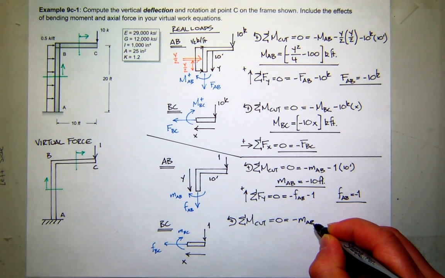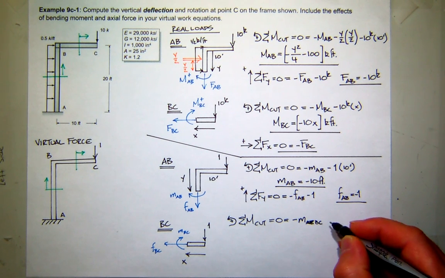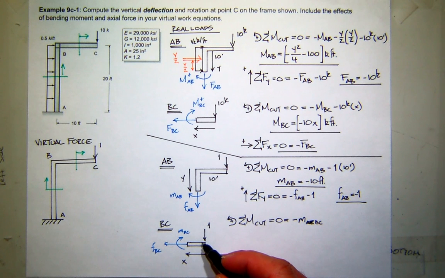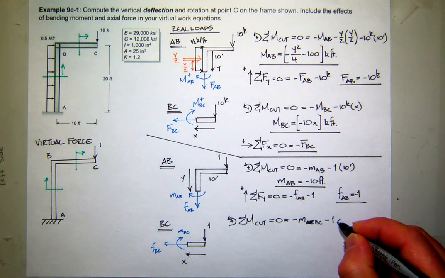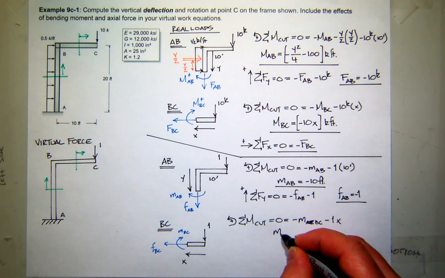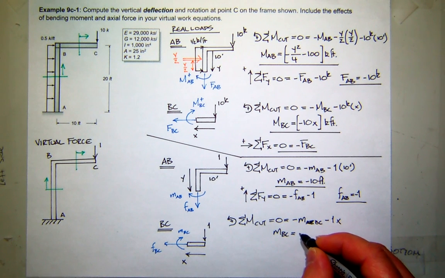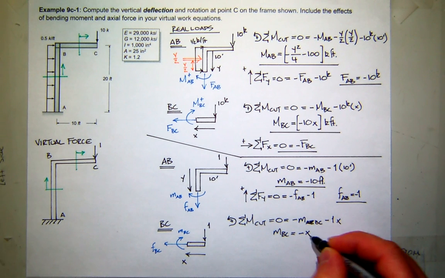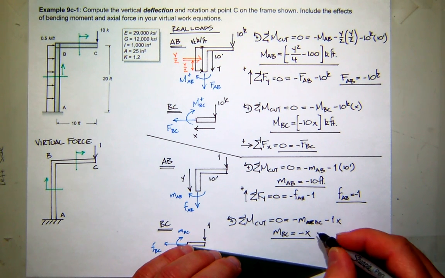Oh, BC. Sorry, I messed that up. That's BC. And then the moment due to the 1 is negative 1 times X. So the moment in BC is negative X. And that again has a weird unit of feet.